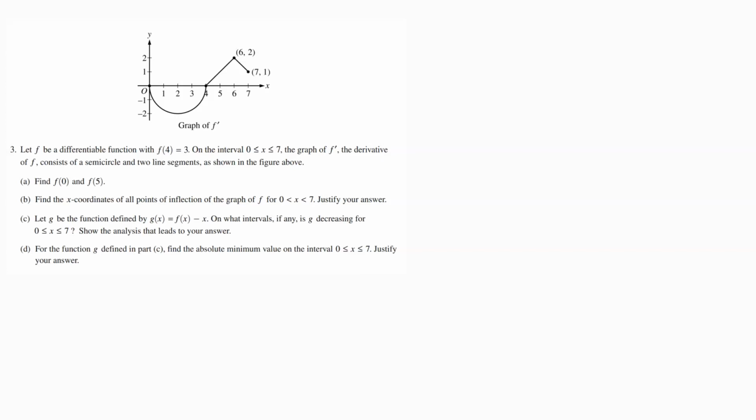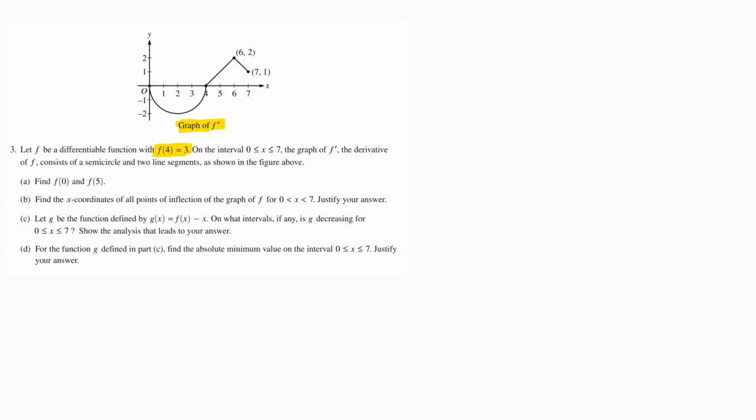The first thing that I do on any problem that has a graph on it on the AP Calc test is I want to make sure I know what this is the graph of. And so what I see here is that we have the graph of f prime. We're looking at the graph of the derivative up top there. And then they're telling us that we've got at least one bit of information about the original function: f of 4 is equal to 3.